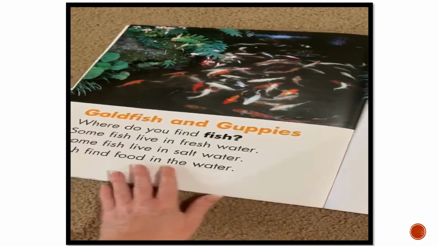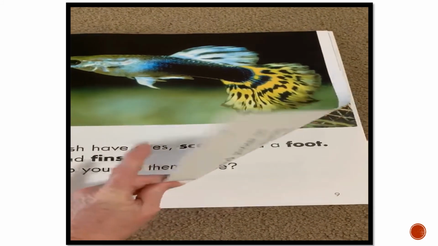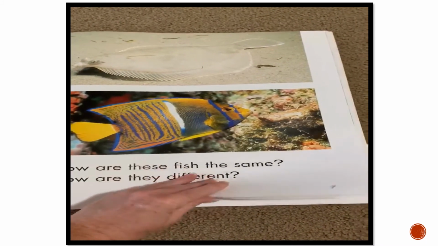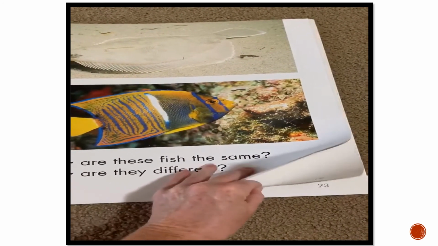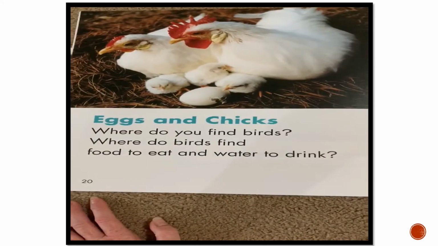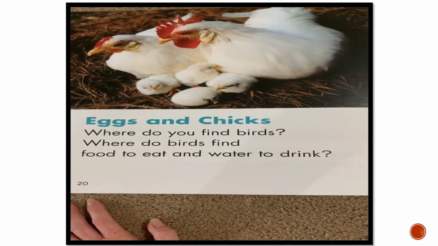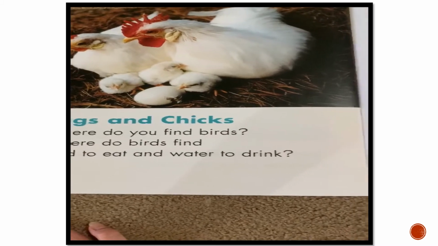Okay, so we're going to skip the goldfish and guppies. We're going to come back to that on another lesson. So we're going to keep turning, and we're going to go to page 20. Eggs and chicks. Where do you find birds? Where do birds find food to eat and water to drink?